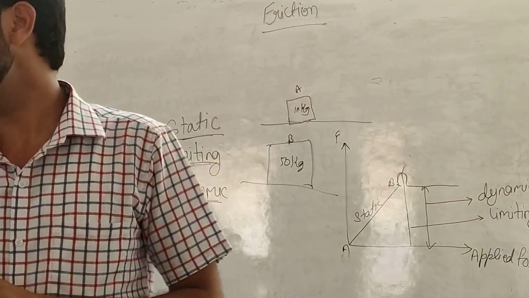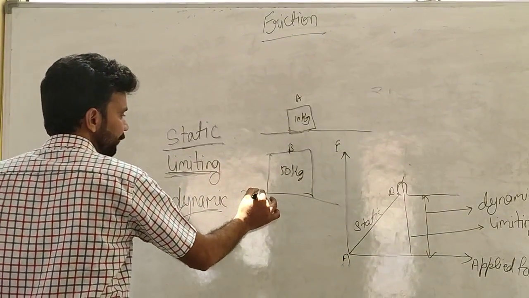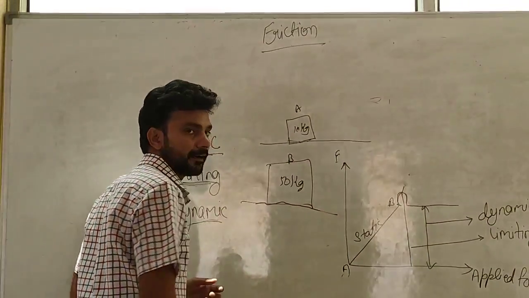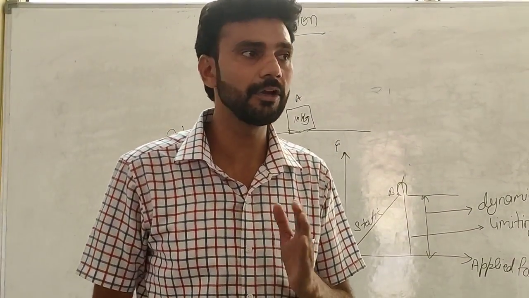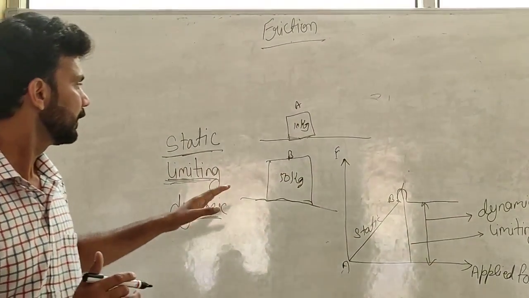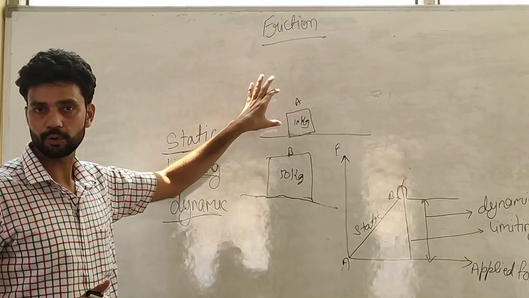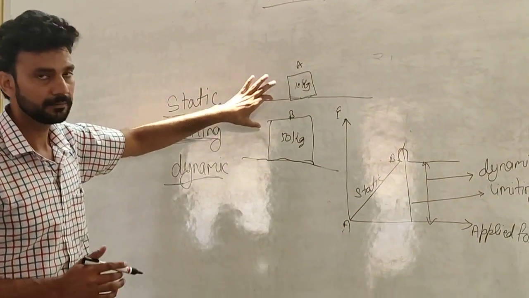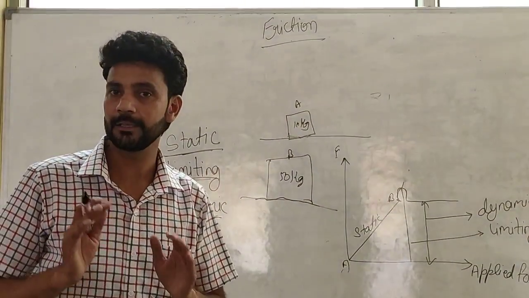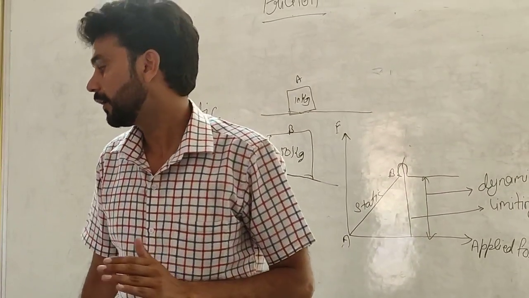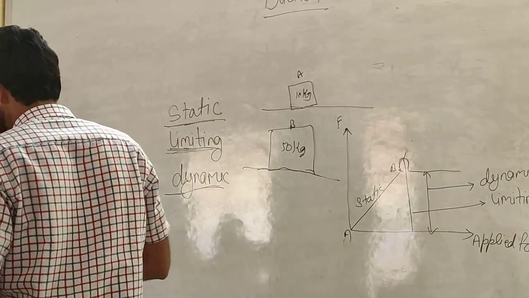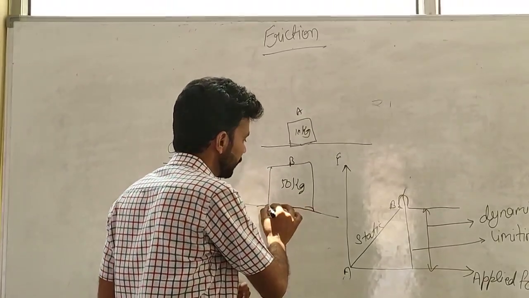So limiting friction depends on the mass, and limiting friction is independent of the contact area. It will not depend on the area of contact. Limiting friction always opposes the motion of an object. Limiting friction depends on the weight of the object. Limiting friction does not depend on the area of contact.